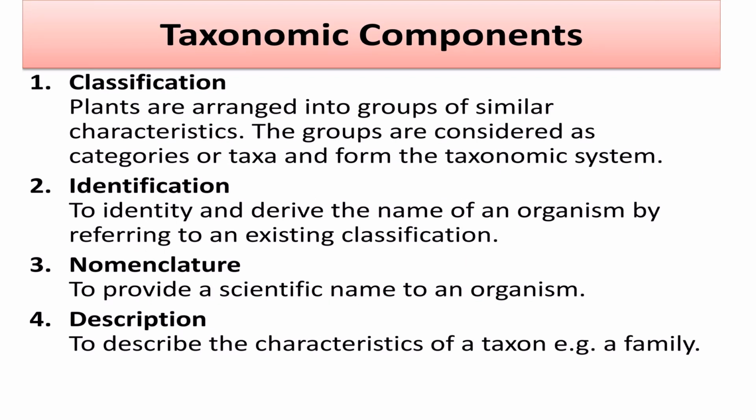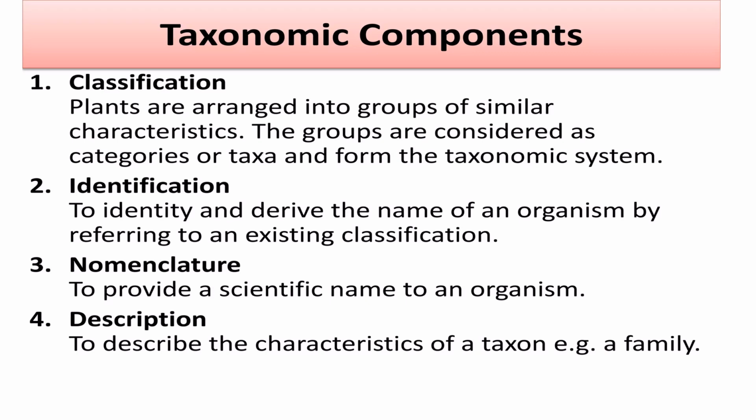Then we move on to the taxonomic components. There are 4 components: classification, identification, nomenclature and description. We have already said that plants are arranged into groups based on their similar characteristics and categorized into species, genus, family, order, like that. So the next one is identification. Why is identification needed?